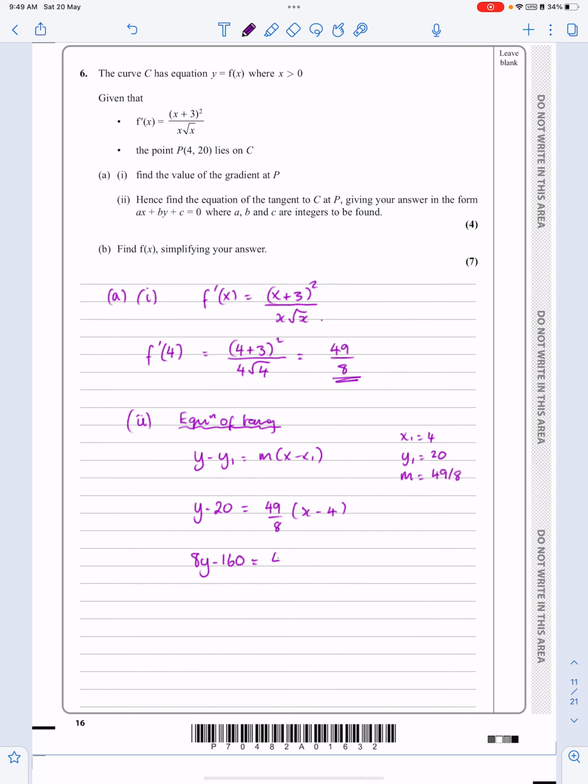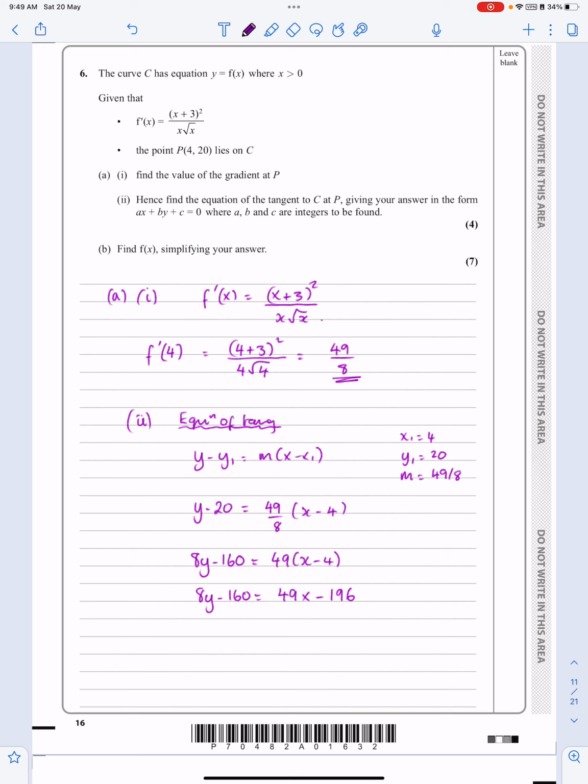You can leave this for the first line if you want to, or you could multiply the 49 out straight away. But 8y minus 160 is equal to, yeah, multiply out that bracket as well. Sometimes it might be a negative there. It's not in this case, but this is just to stop us making any silly mistakes. And at this stage, if you did have that asterisk, it reminds you of what we're doing.